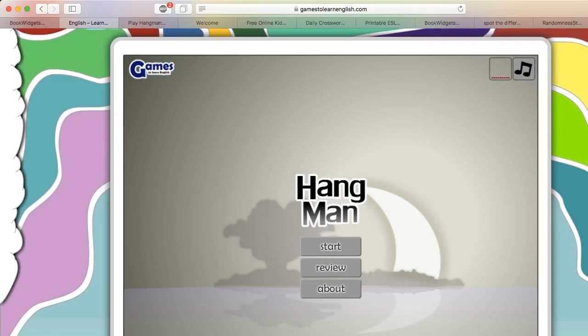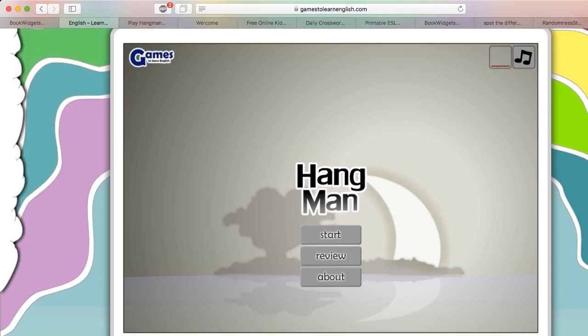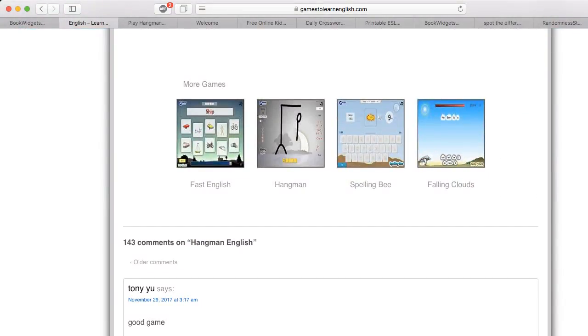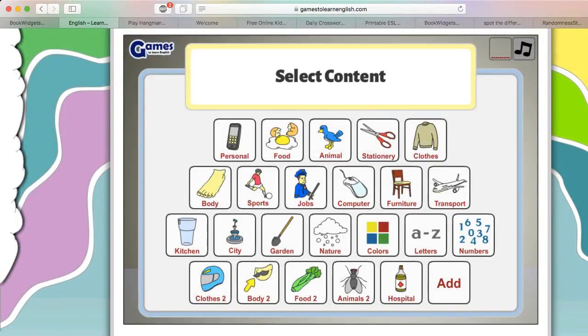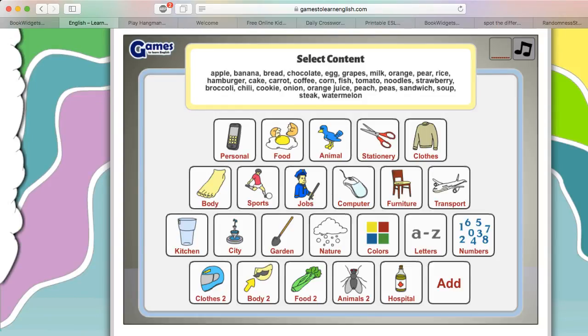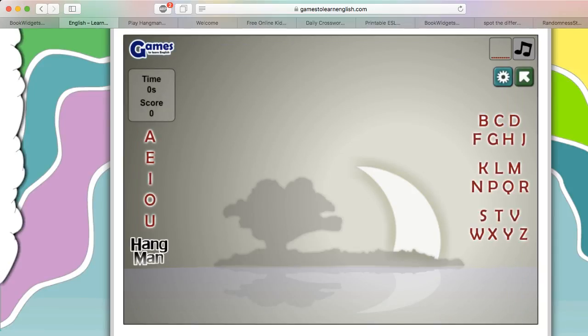Okay, so this website I found is called gamestolearnenglish.com. It has a series of different categories. So this particular Hangman game has categories. If you're newer to learning English, this is a really good way to review some words, your vocabulary, but also a very good way to learn it by categories. For example, if I click on food, if you scroll above, you can see the content, the kinds of words that are in there. So I'm going to click on it.